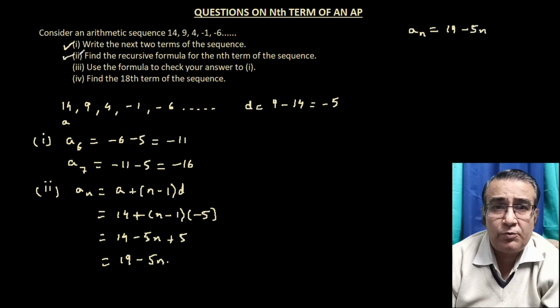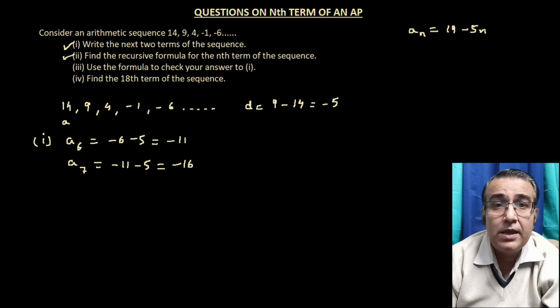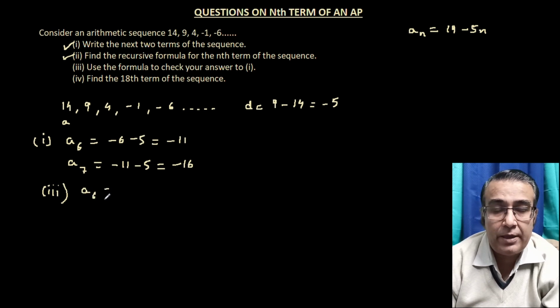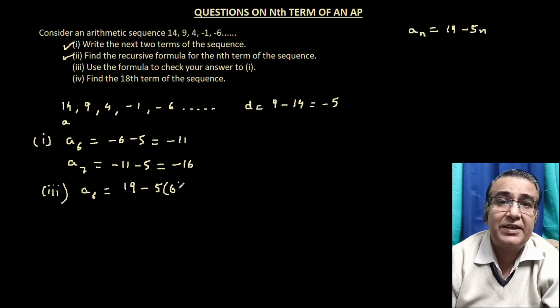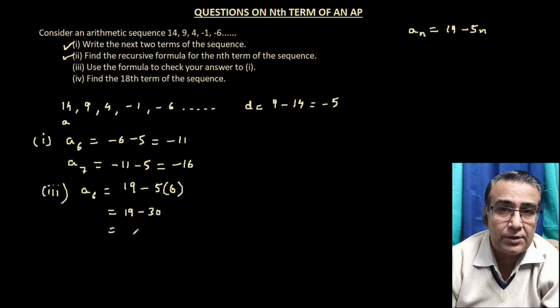So that's part 2 for you, and let's get rid of this and come to part 3, where we have to use the recursive formula to test whether our sixth and seventh terms were okay. So coming to the sixth term, A6 is going to be 19 minus 5n, and instead of n, I'll place the value of 6. So it becomes 19 minus 5 times 6, which is 19 minus 30, which gives us -11.